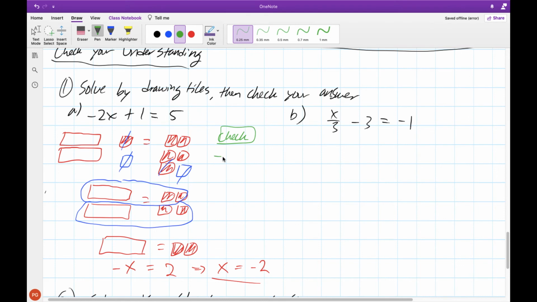Let's quickly check this. Negative 2 times negative 2 plus 1, does that equal 5? Negative 2 times negative 2 gives us positive 4. 4 plus 1 gives us 5. So we do in fact have the right answer.